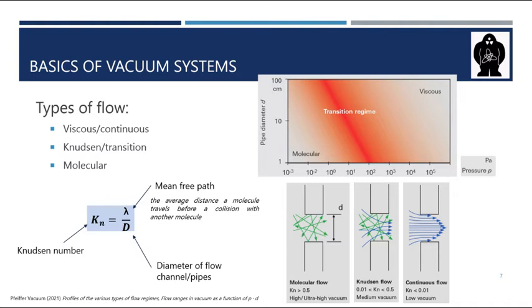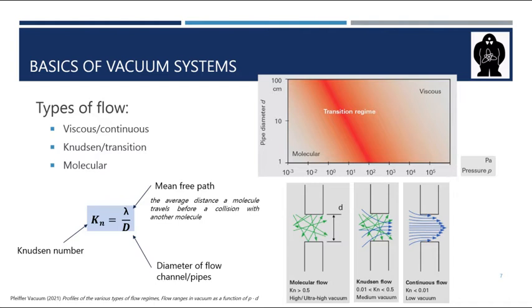At the top right corner, you can see a graph linking the diameter and pressure of the gas. Notice that in real life, there are no strict barriers between the different types of flow. At the bottom right corner, you can see the visual representation of the flows and the corresponding values of the Knudsen number. In viscous flow, the molecules travel as a mass due to their frequent collisions.